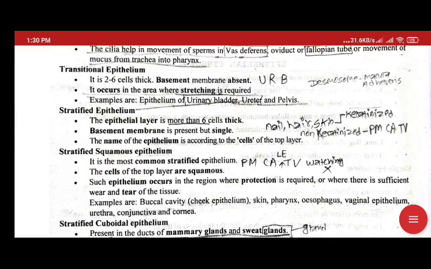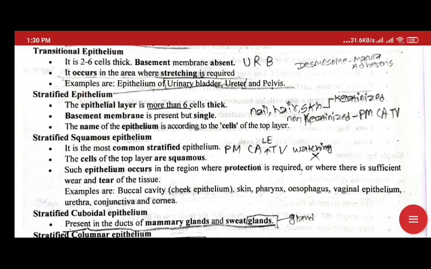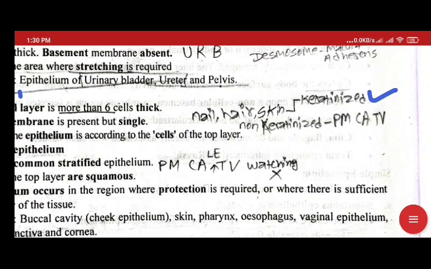Students, we should know two types of compound epithelium, that is, two types of stratified epithelium: keratinized and non-keratinized. Keratinized is made by deposition of keratin protein. The examples are nail, hair and skin. And in non-keratinized we have the PMCA and TB example.